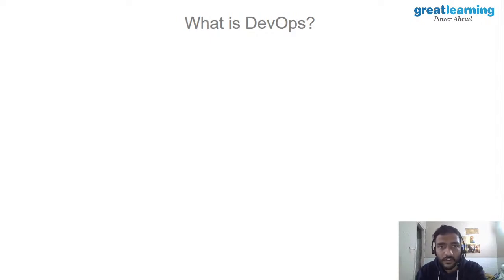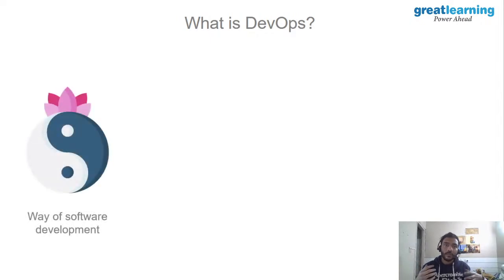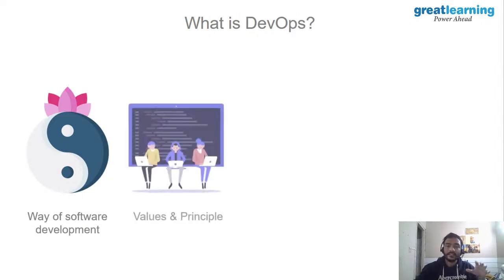So what is DevOps? First, I want to talk about how DevOps is a way of software development. It is how you develop software, right? DevOps is a way of software development as well as the values and principles that are imbued. DevOps is not only on the technical level, but also on the cultural and philosophical level. It's how you handle your team.